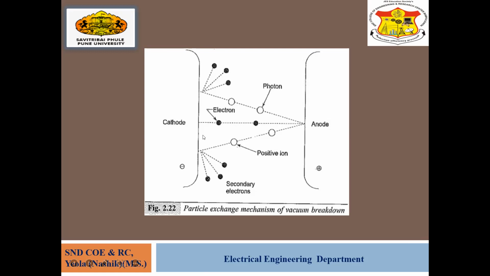Due to this, again, more electrons or original particles are released, just as I have told. These are the electrons. So this process is called the field mechanism in the vacuum breakdown.